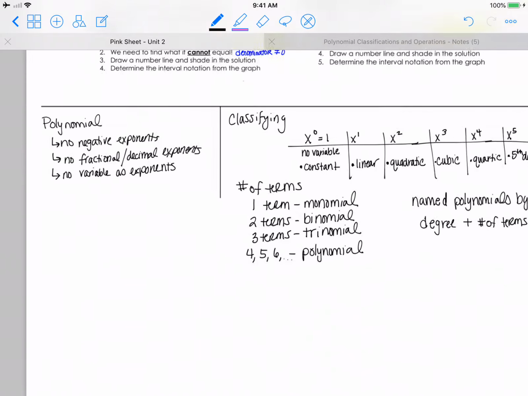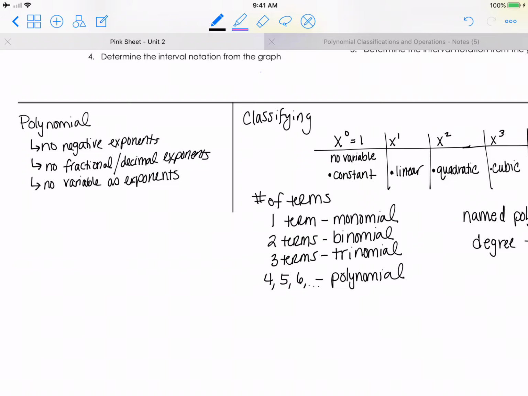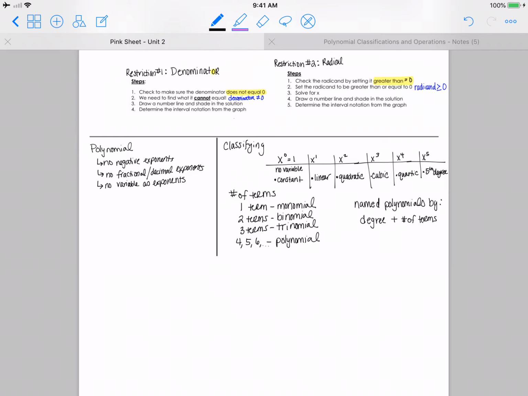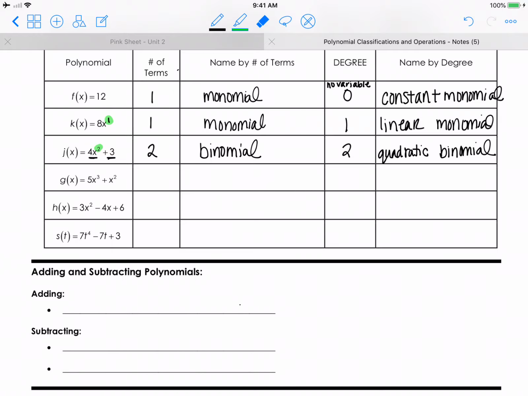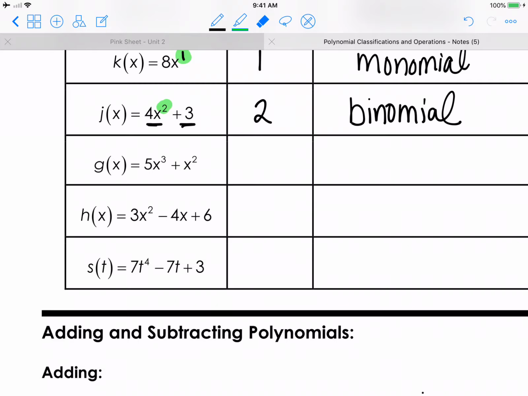So we have everything I think we need to know for classifying. I'm going to make my little line a little bit longer. And then like that. Okay, so that helps us with classifying. Okay, let's go back to your notes. Let's go back to this chart and we can get a better idea of how to name them.